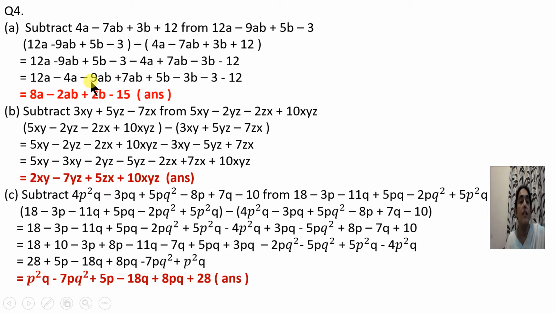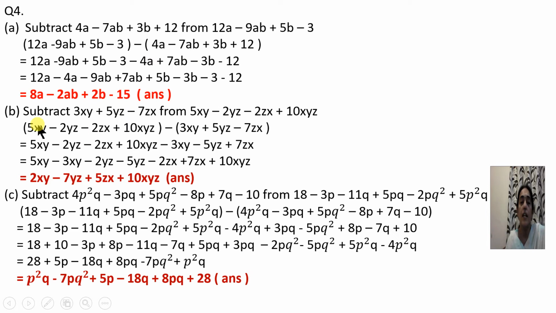Here minus 9ab plus 7ab. Here the signs are different. Minus 9 plus 7. So you subtract. 9 minus 7 is 2. And here you write 2ab. Sign of 9 is minus. So minus 2ab. Then 5b minus 3b. Signs are different. So you subtract. 5 minus 3 is 2. So 2b. And minus 3 minus 12 is minus 15. So here you get the answer 8a minus 2ab plus 2b minus 15.